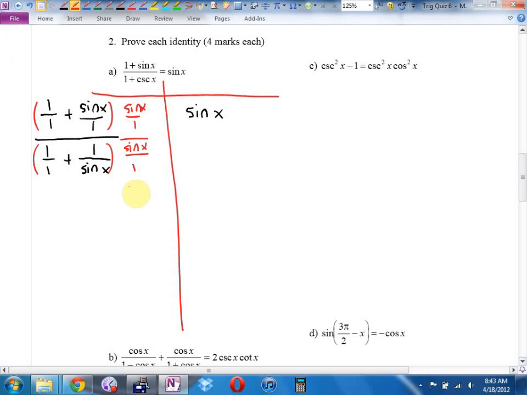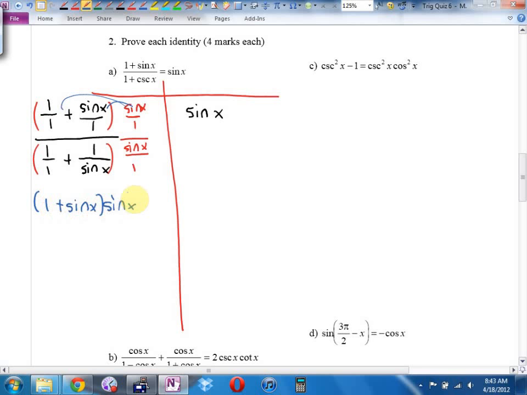Now, ready for an advanced move, Andrew? Will anything cancel on the top when I multiply this out? Will anything cancel there? Will anything cancel there? Then it's worth your while to leave it factored, because I guarantee you if you multiply it out on the next line, you'll pull out a GCF. I'm actually going to leave the top as 1 plus sine x sine x.